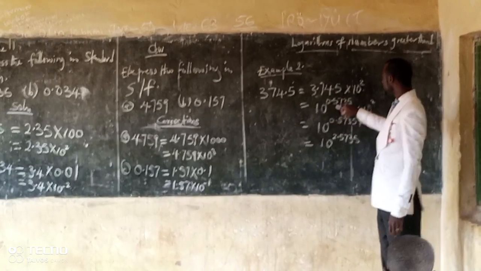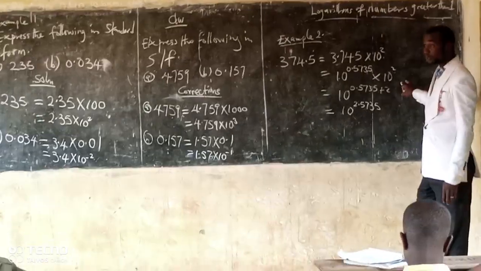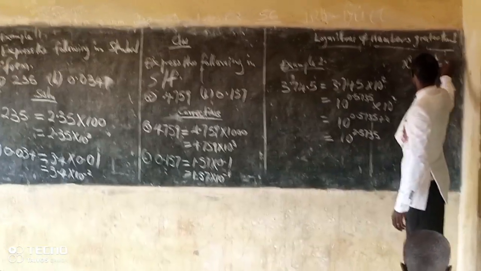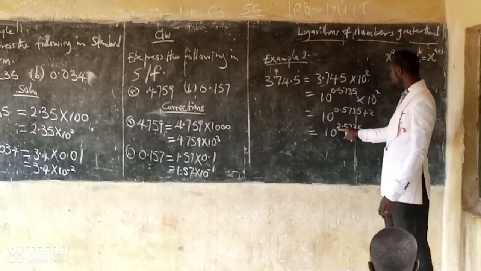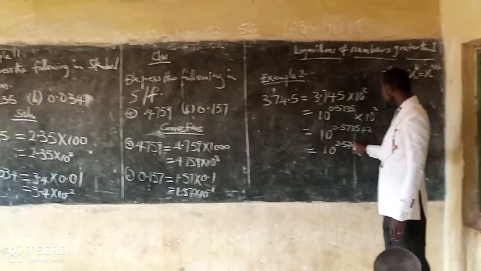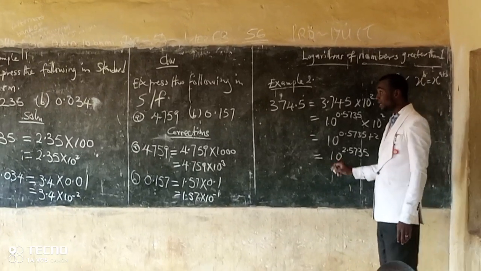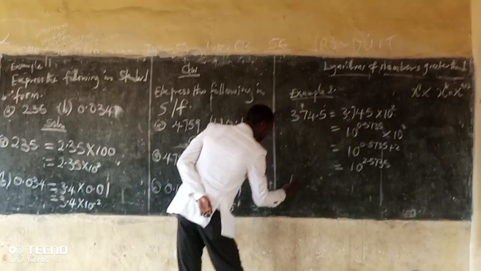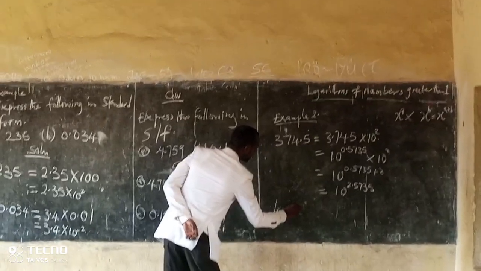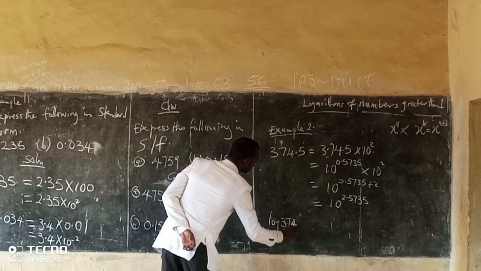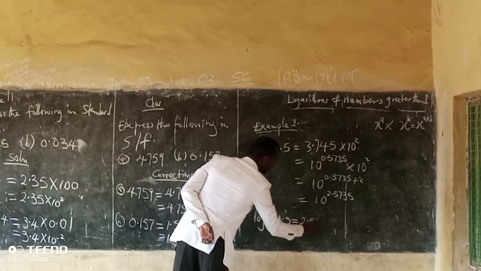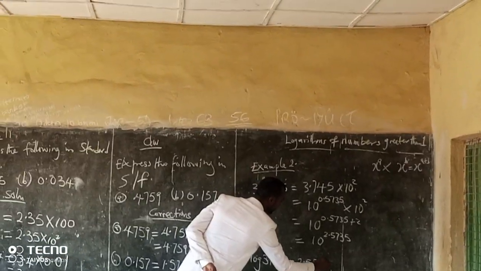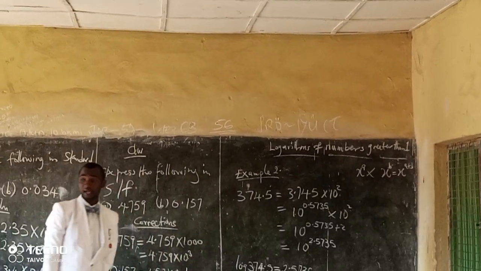Then here we have every power of 10 times every power of 10. What we need to say is x raised to power a times x raised to power b becomes x to the power a plus b. That's how you have the power. Add the powers you have to the mantissa. 2.5735. That is going to be the answer for log of 3.745, which gives us 2.5735. Any question?